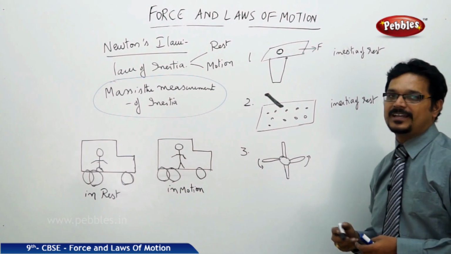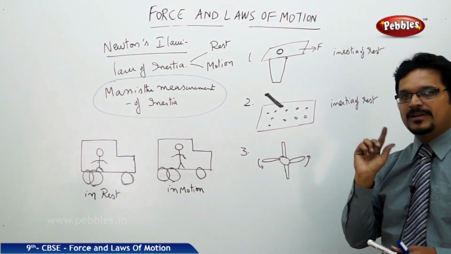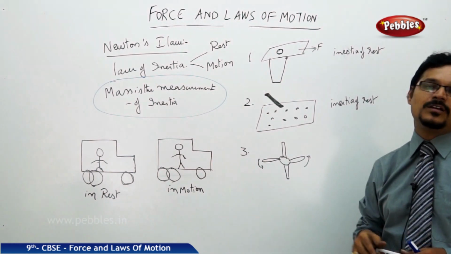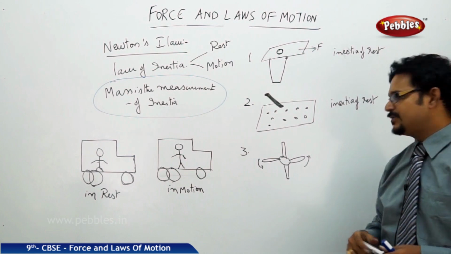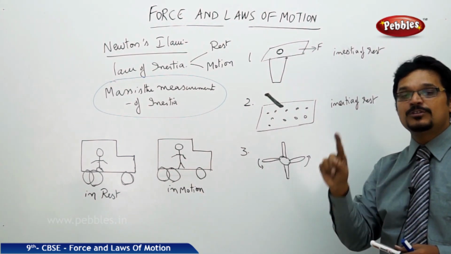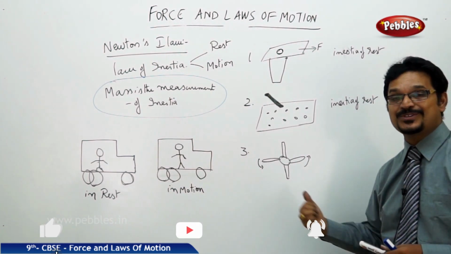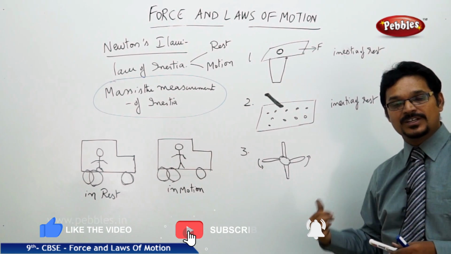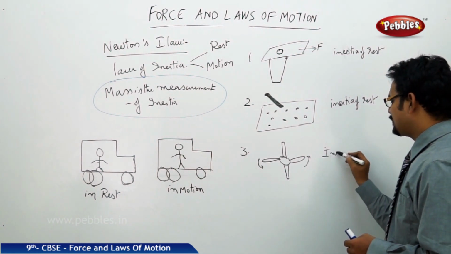Coming to this electrical fan. When you switch on the fan, the blades are rotating and you are getting the air. And now you want to stop the fan. You switch it off. Do you see the blades stop immediately? No. The blades will still continue to move for some time because of inertia of motion. This is in motion and still wants to be in motion. So it is an example of inertia of motion.